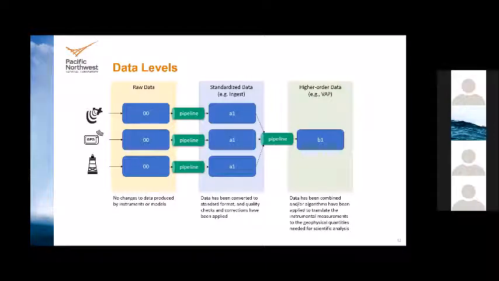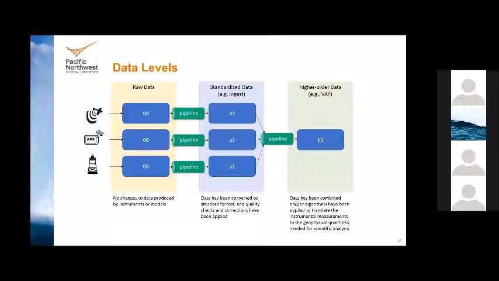The 00 identifier means that it is raw data. Nothing's happened. It came straight from the instrument and/or model. As you'll see later, we'll have pipelines that process the raw data, and then it gets converted into a standardized format, which we call an ingest. The standardized format level is A1. So it means it has had some processing, it has been standardized, and it has been quality control checked.